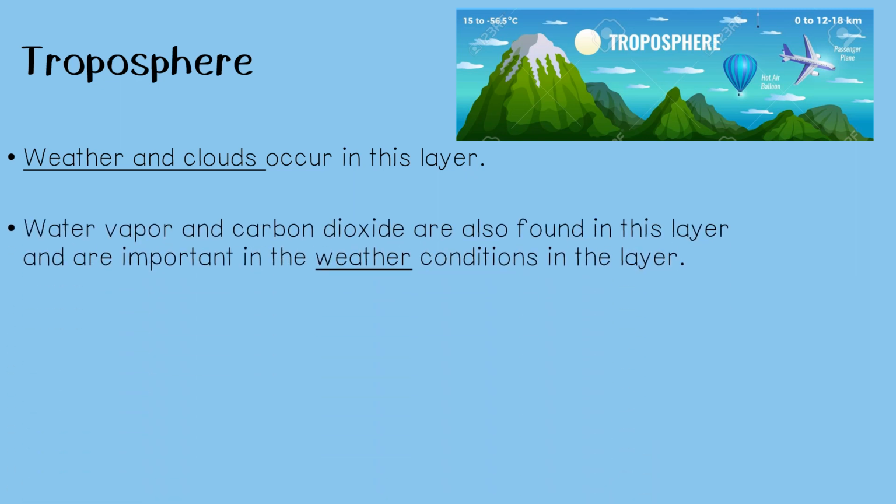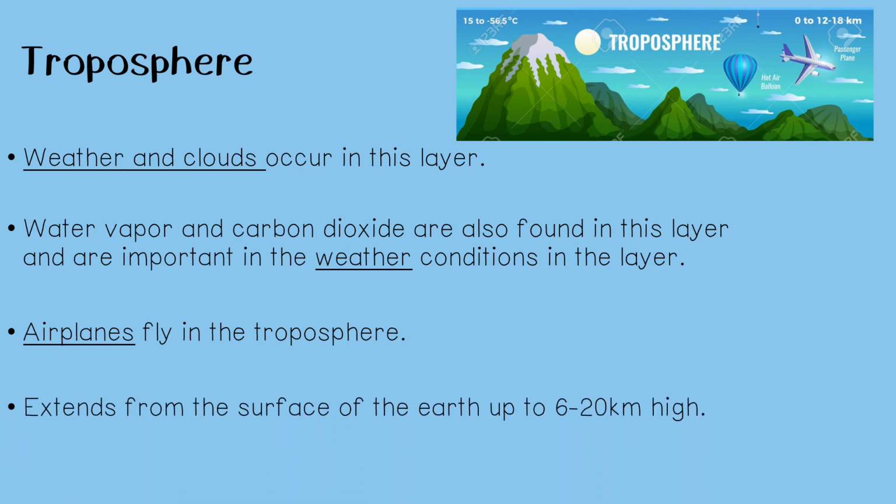Water vapor and carbon dioxide are also found in this layer and are important in the weather conditions here. So essentially, that is just reiterating that weather and clouds occur in this layer. Also, airplanes fly in the troposphere. So we have our picture. If you look at our picture up top, we have our passenger plane, a hot air balloon, and also mountains. Mount Everest is a little bit taller than the troposphere.